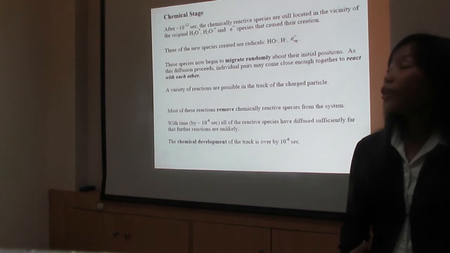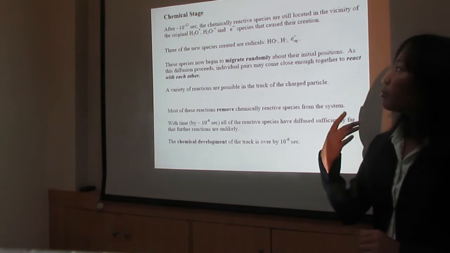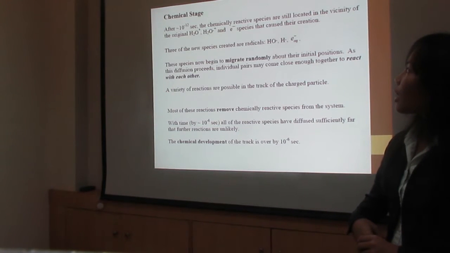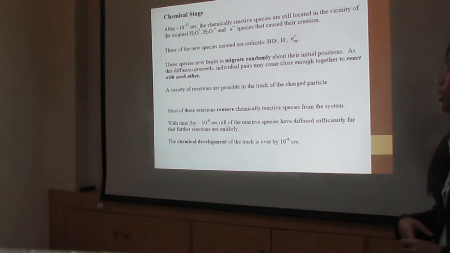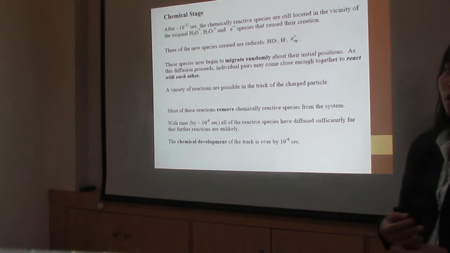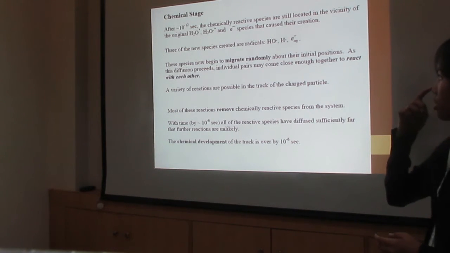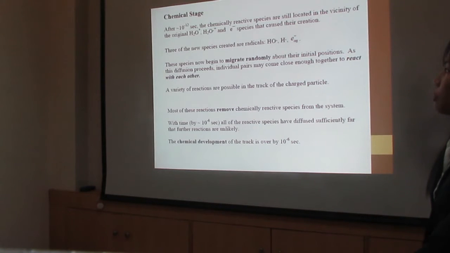So let's go on to the final stage, the chemical stage. After 10 raised to negative 12 seconds, the chemically reactive species are still located in the vicinity of the original water radical, radical ion of water, and electron species that caused nucleation. 3 of the new species created are radicals. These species now begin to migrate randomly about their initial position. As this diffusion proceeds, individual pairs may come close enough together to react with each other.